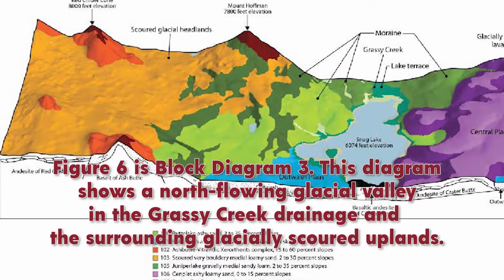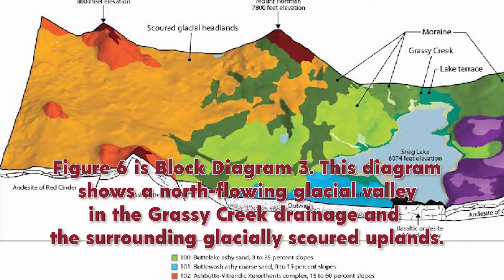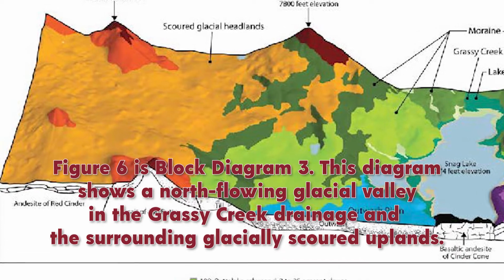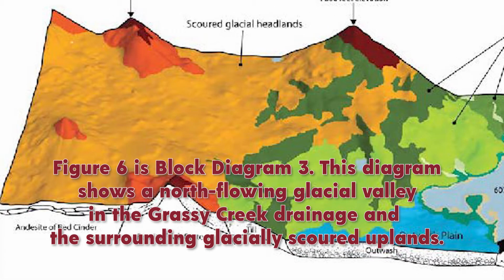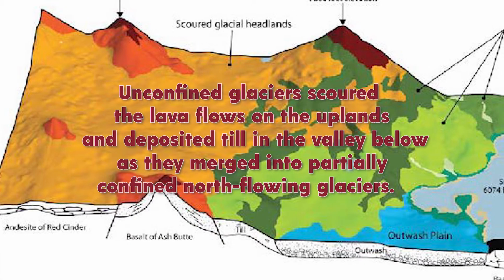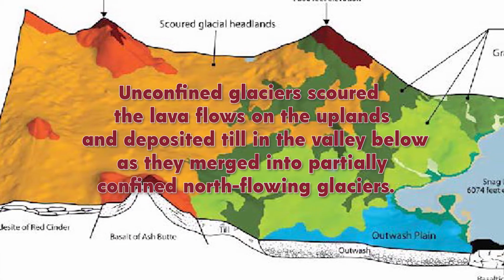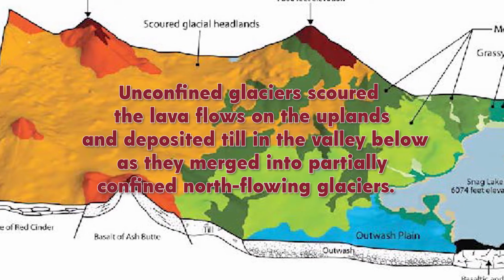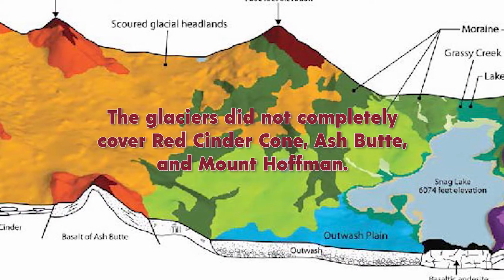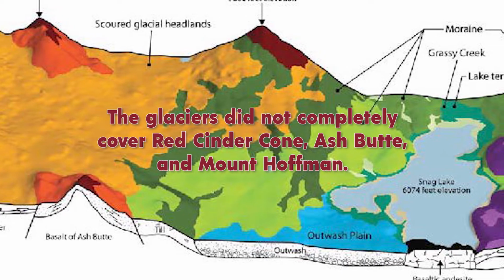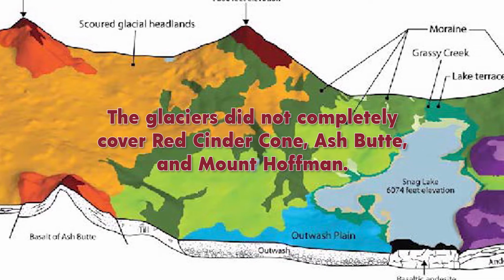Figure 6 is block diagram 3. This diagram shows a north-flowing glacial valley in the Grass Creek drainage and the surrounding glacial scoured uplands. Unconfined glaciers scoured the lava flows on the uplands and deposited till in the valley below as they merged into partially confined north-flowing glaciers. The glaciers did not completely cover Red Cinder Cone, Ash Butte, and Mount Hoffman.